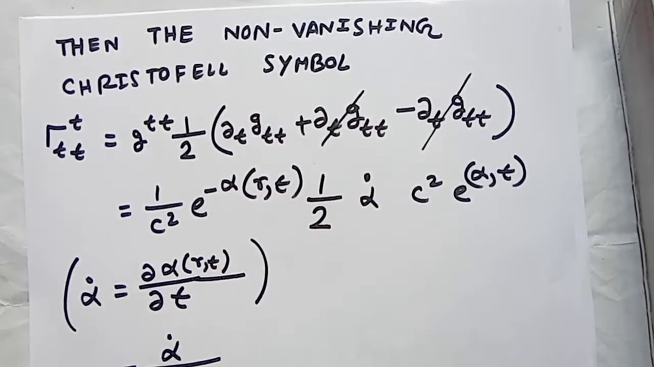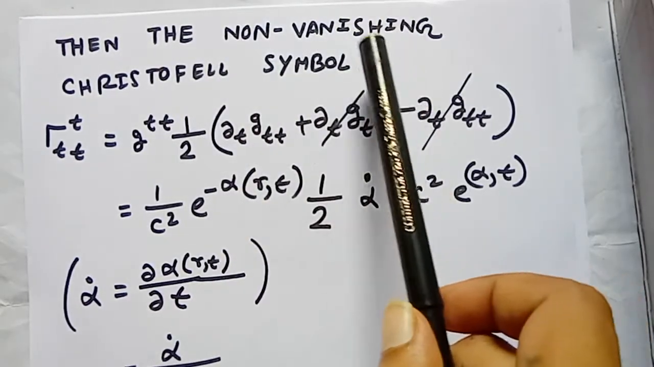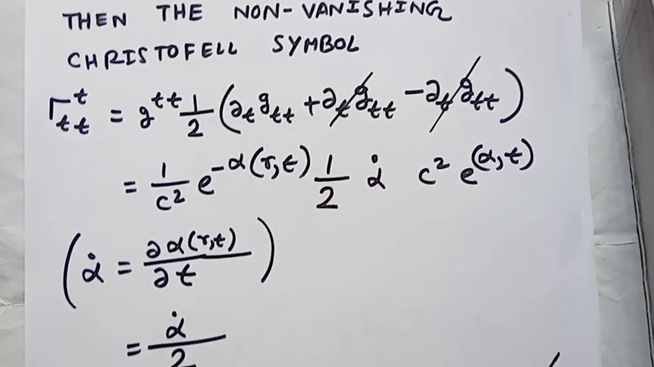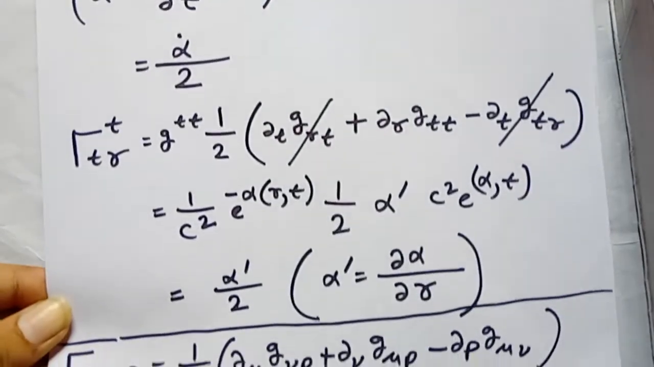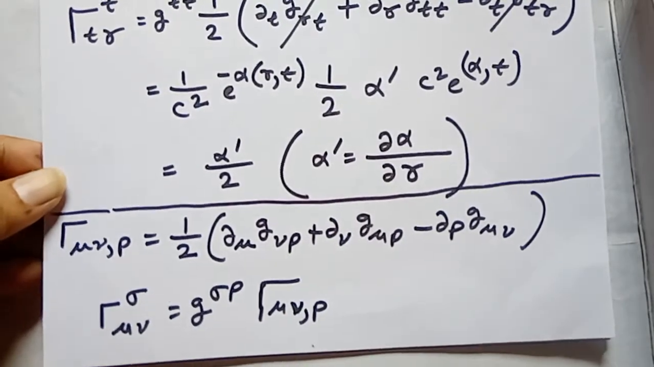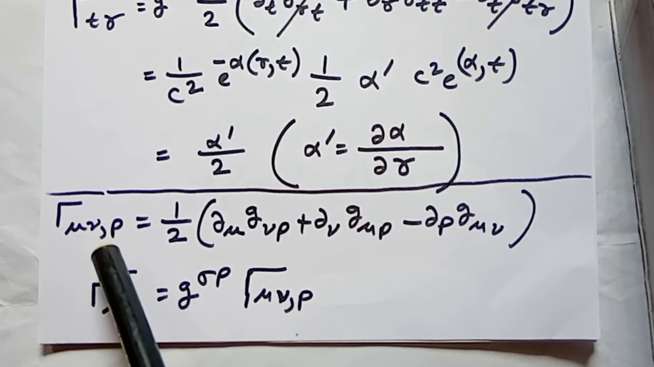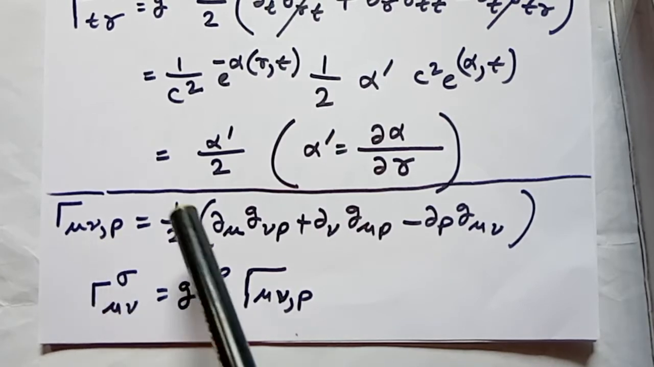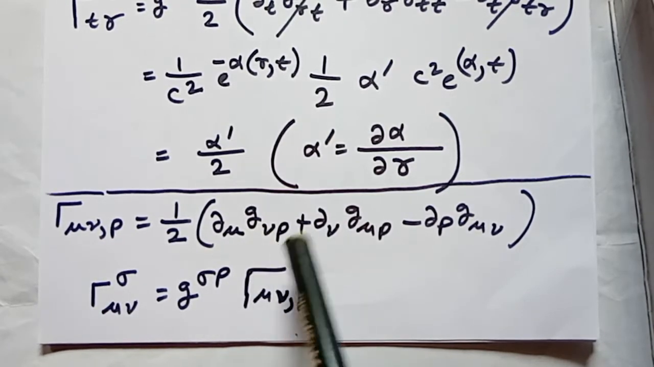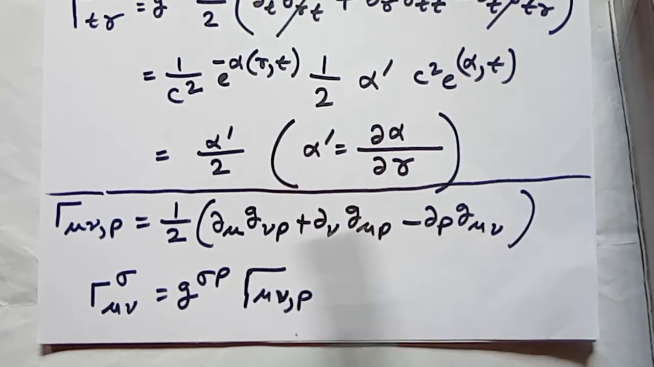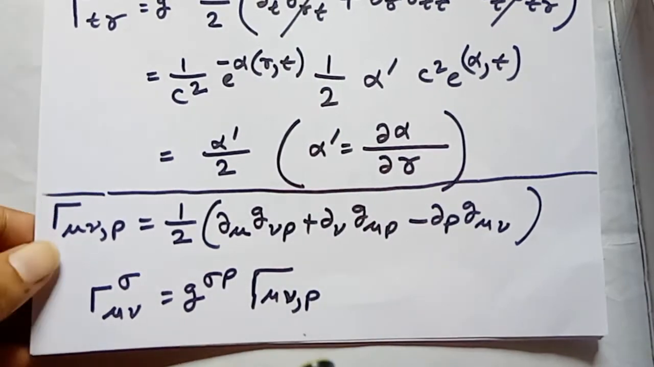Now let us determine the Christoffel symbol. First, for the Christoffel symbol we should know that gamma mu nu comma rho is half of del mu g nu rho plus del nu g mu rho minus del rho g mu nu, and gamma sigma mu nu is g sigma rho gamma mu nu comma rho.